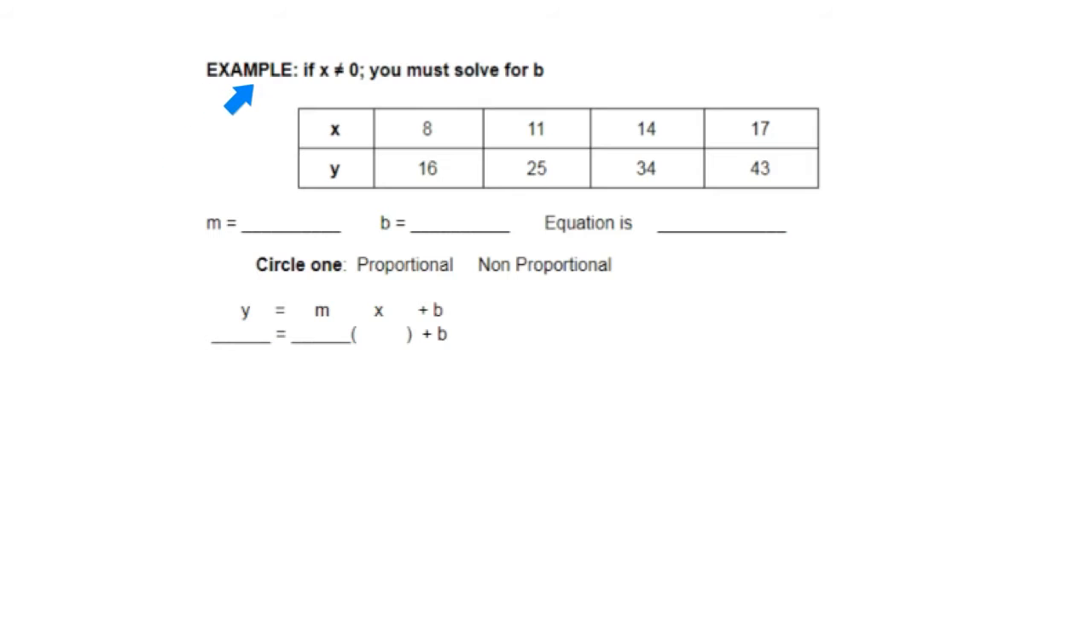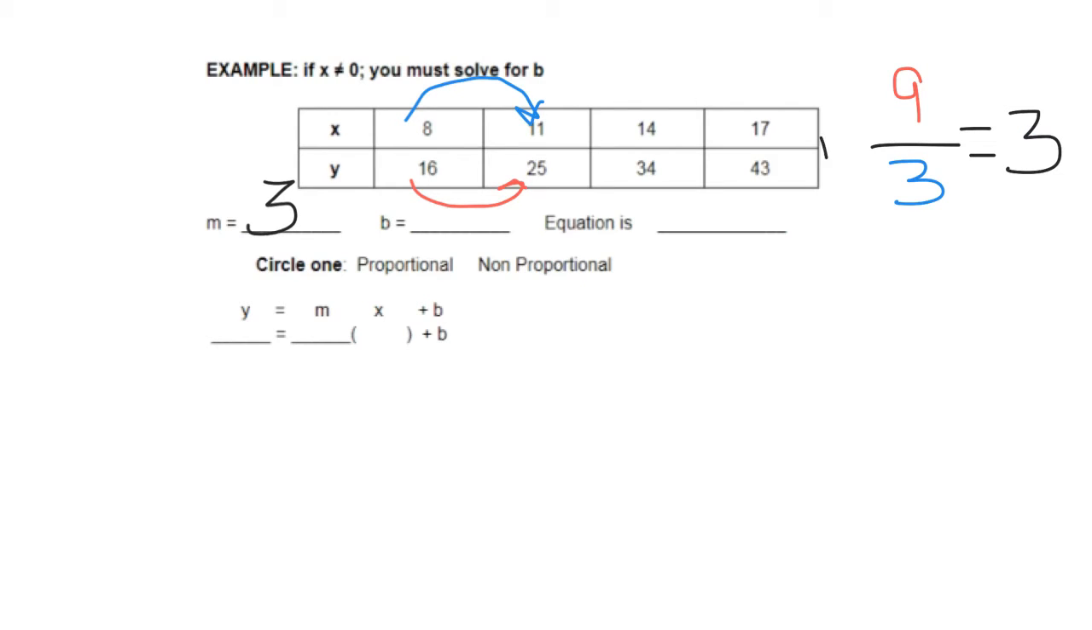Okay, the second example, if x does not equal 0. If you don't see an x equals 0 in your table, then you have to solve for your y-intercept. You have to solve for b. This takes a little bit longer. You still find your slope the same way. The change in y, I'm going up by 9. The change in x, I'm going up by 3. 9 divided by 3 equals 3. So your slope is 3. I should put an m there.